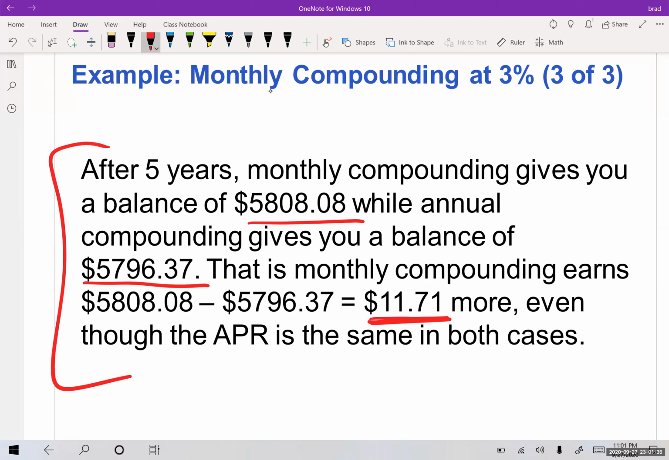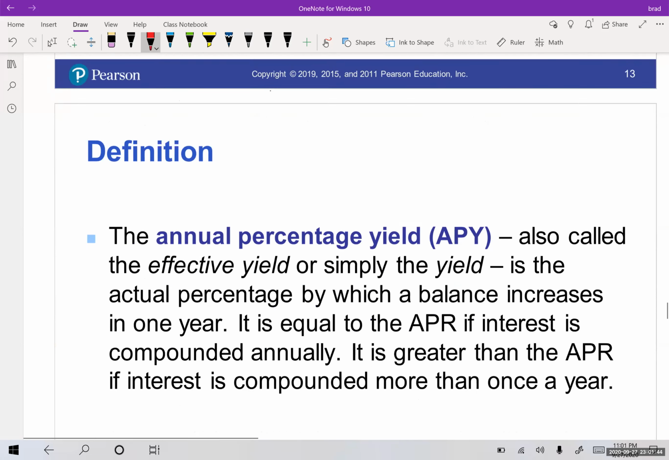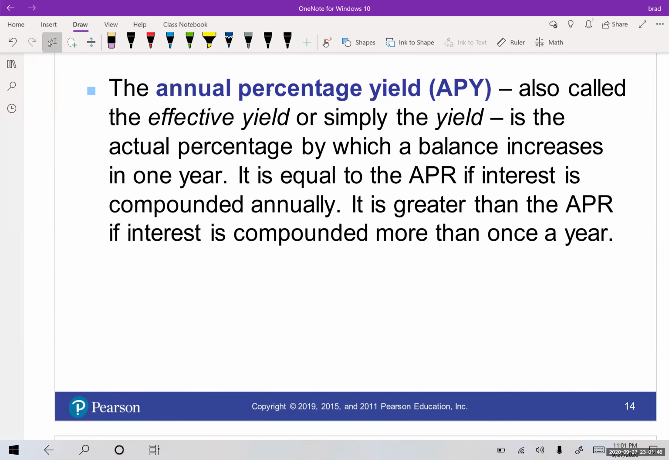Okay, though APR is the same in both cases. So yes, it is different, but I would have thought it would have been a lot more just because of the number of compounds that I was doing per year. It just felt like it should be more, but it turns out to not be. And that's kind of something that's misleading about compound interest.